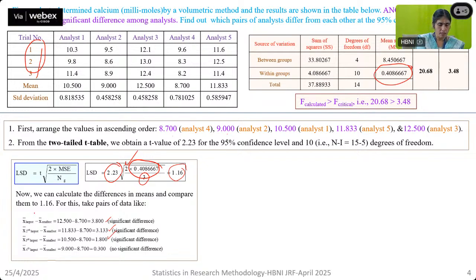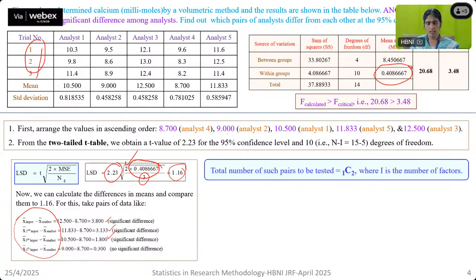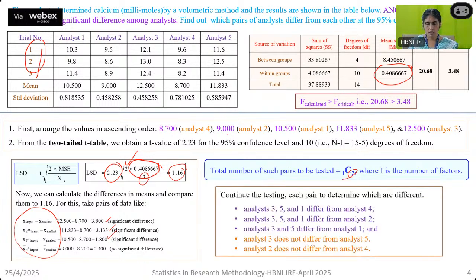If we start making pairs of these individual contributors, you will see that the total number of such pairs one can make is IC2, I combination 2. That 2 comes from two data each we are making a pair, and I is the number of factors involved in the entire measurement process. Here the number of factors are 1, 2, 3, 4, 5. So 5C2 will be 10. 10 such combinations can be made. And all the conclusions are given here.